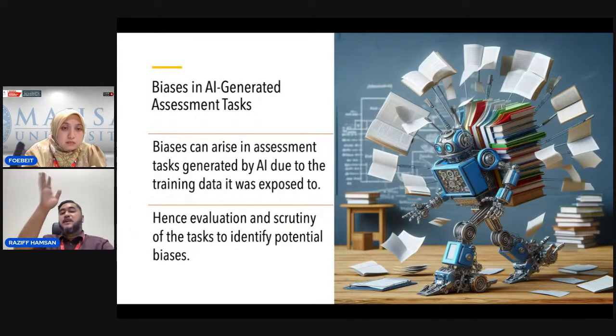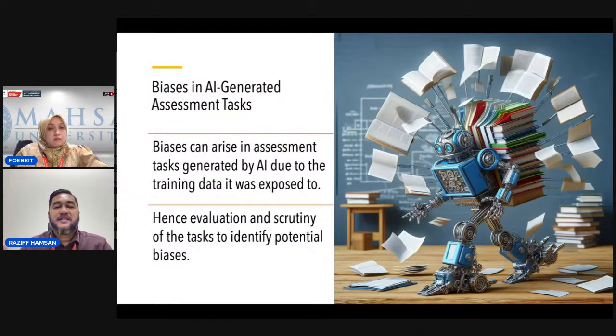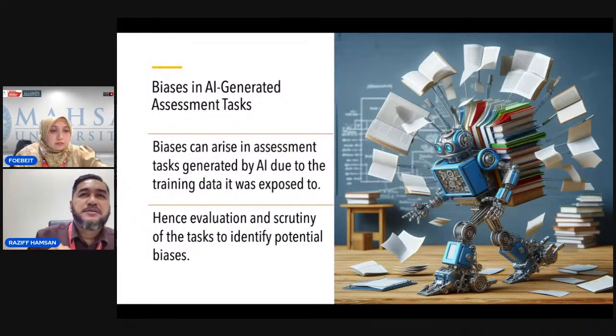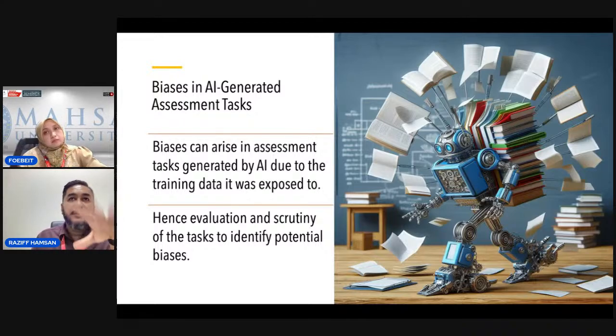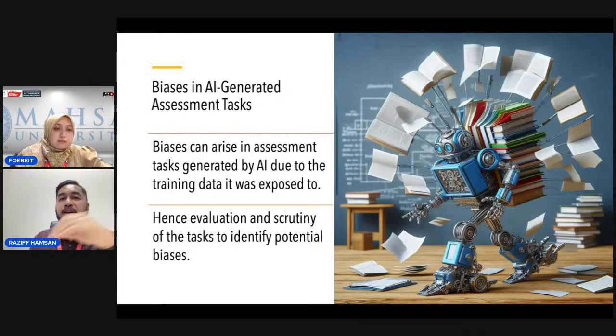Right, so these are biases in AI-generated assessment tasks. Bias could happen simply because, like I've mentioned earlier, any AI, any GPT, is based on human input. So it depends on what the AI is being input with, right? For example, ChatGPT's information is limited to a certain year, so anything after that, it won't have any information on. That being said, you cannot purely trust generative AIs or GPTs 100%. You must still do your own study. That's the basic concept lah.